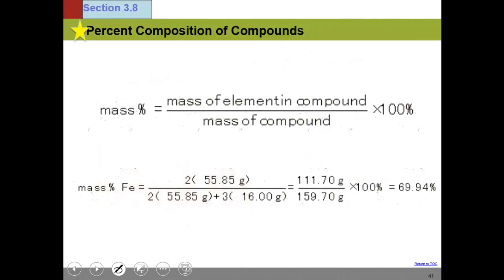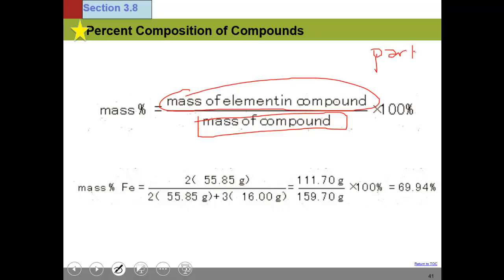Now, in a mass percentage, as we've seen before, it is the mass of the entire compound on the bottom and the mass of the element in the compound on the top, or part over whole. And so we're looking at part of the molecule over how much does the entire molecule weigh times 100. Okay, so this percentage should not be on there.